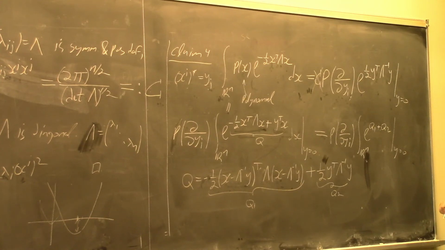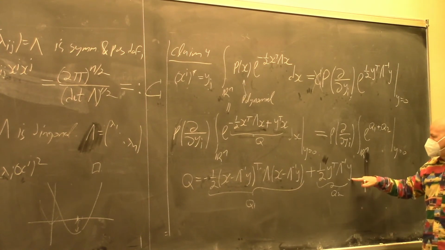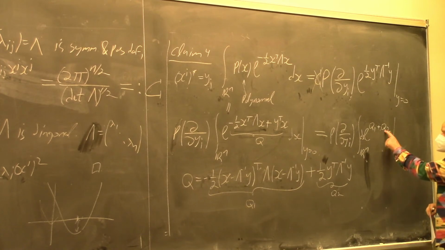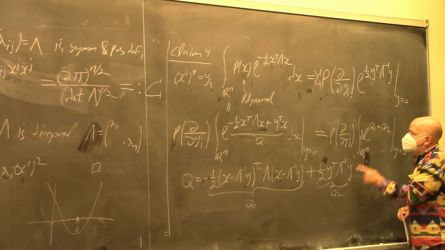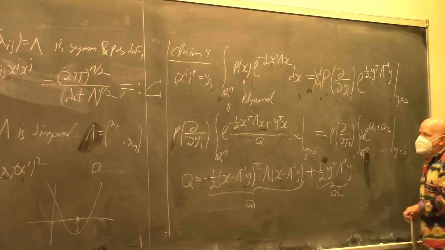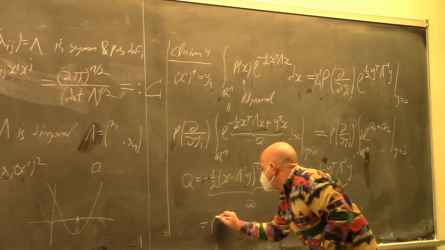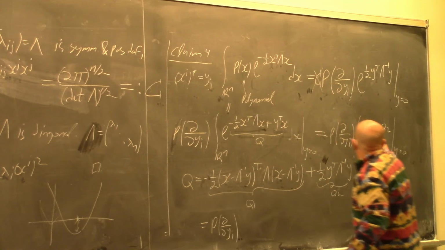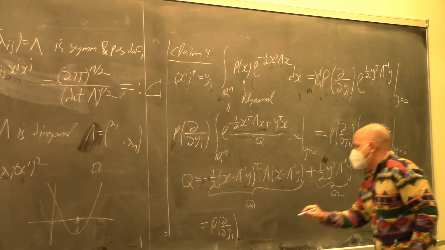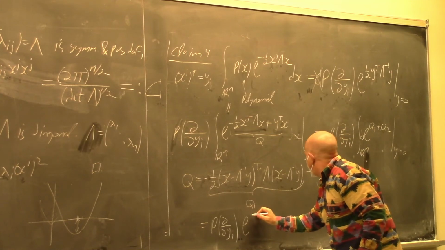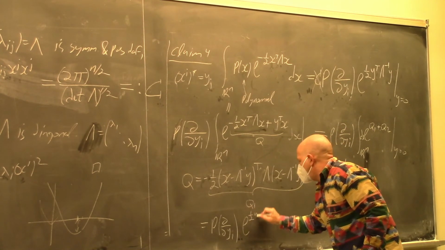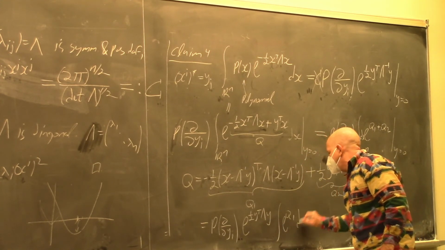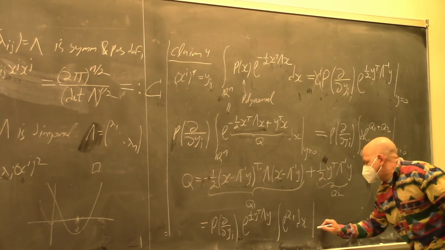Okay? But now q2, sorry, this is an integral dx. q2 is independent of x. So I can pull it out of the integral. So I have that this is p of d to dy I, and then I pull e to the q2 out of the integral, so I get e to the 1/2 y transpose lambda y times the integral of e to the q1 dx. All of this at y is equal to 0.